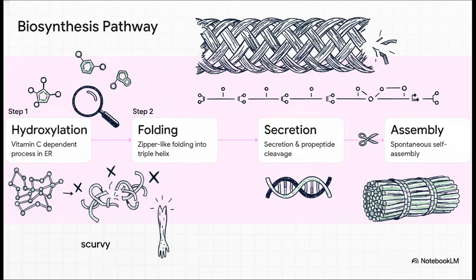Now, building this superstructure is a really precise, multi-step process. Just look at step 1 for a second. Hydroxylation in the endoplasmic reticulum is completely dependent on vitamin C. This is exactly where ascorbic acid is just an absolute requirement. Without it, the collagen literally just unfolds and degrades. And that catastrophic breakdown is exactly what we know clinically as scurvy.